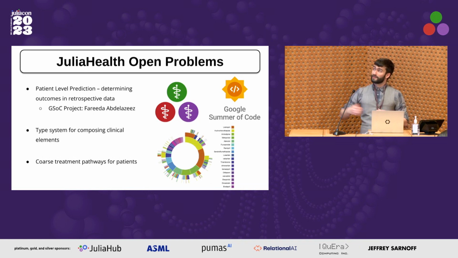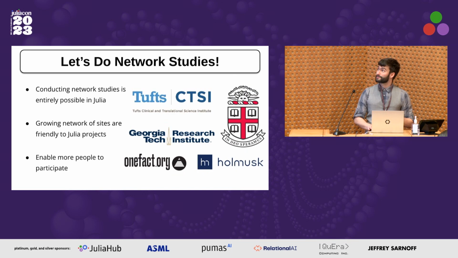Finally, the open problems that we're looking at are type systems for composing clinical elements together, and also course treatment pathways for patients, shown in the diagram on the right, showing how different patients can receive different medications over their time receiving care for particular conditions. And also, this is a little call to action, but I think we can do network studies now within the Julia ecosystem.